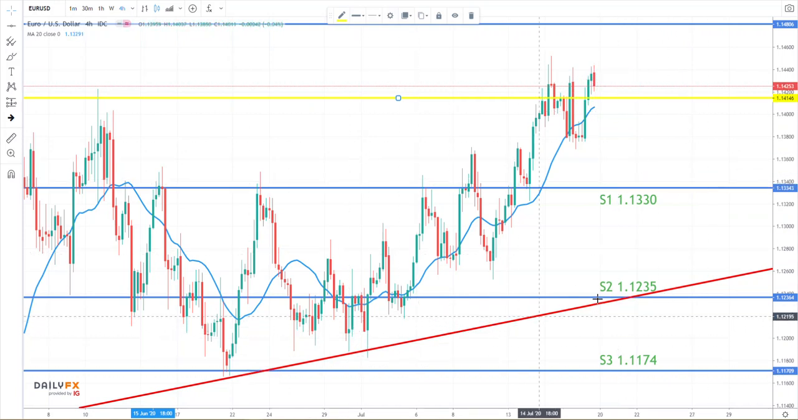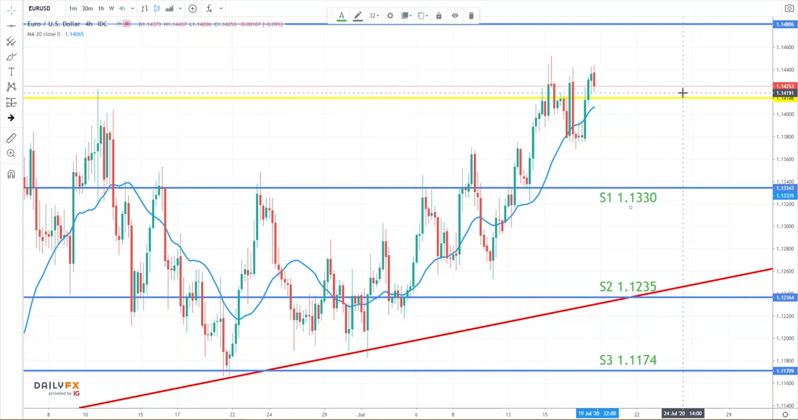So we can see here's the baseline trend coming underneath. We can see where S2 plays a part, right? S2 is the bottom of this channel that price was stuck in for such a long time, and S1 is what used to be resistance, right below this 1.1350. Think about it as a range, so right here is 1.1330.